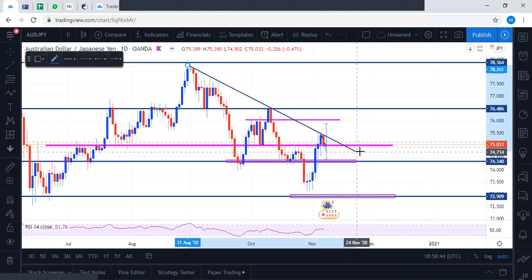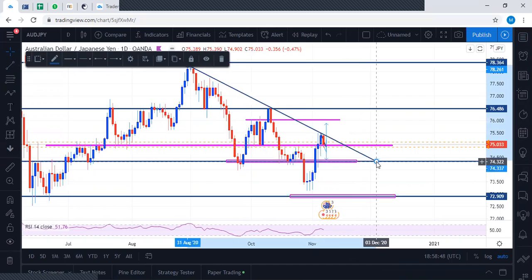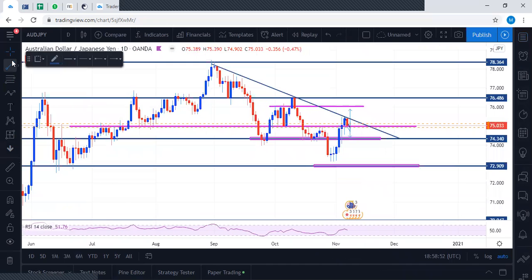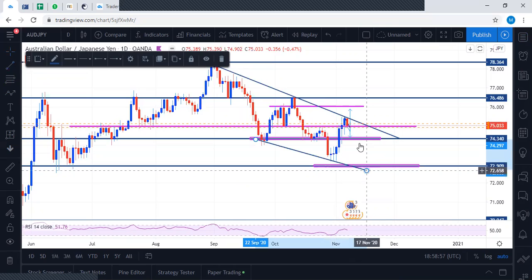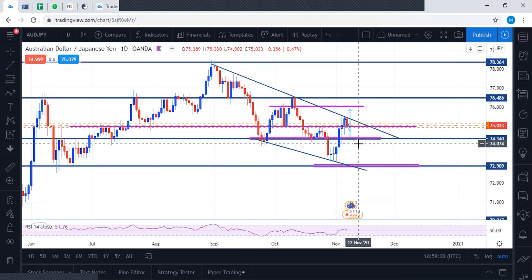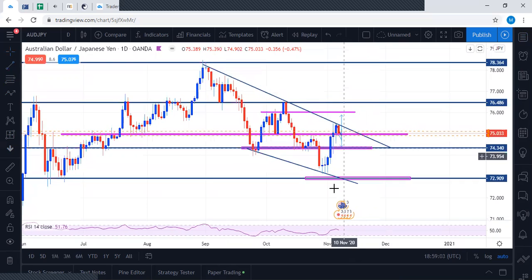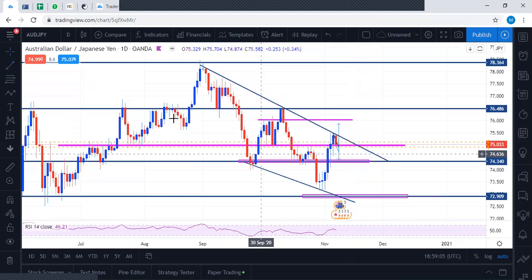Wow, this is nice. So what can we see here? Price is in some kind of a descending channel here, as we can see. Price barely up the top.